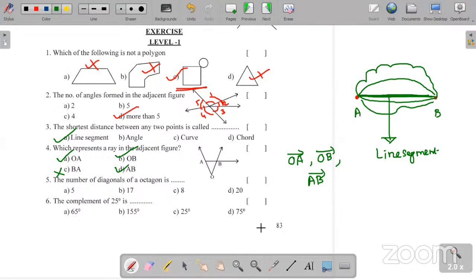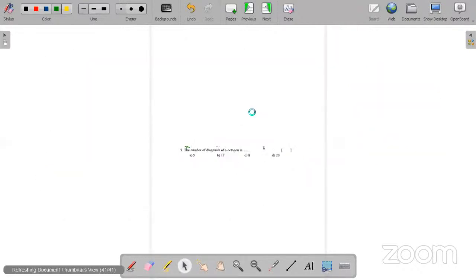So my dear students, remember this question is very important. So let us discuss this question separately.